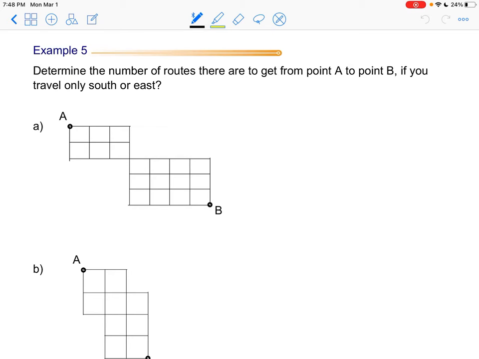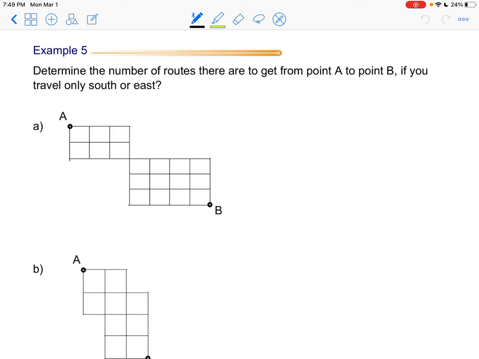Okay, section 2.4, example 5. It's two more of these pathway problems. So we're going to determine the number of routes there are to get from point A to point B. And we're restricting it by saying you can only travel south or east.